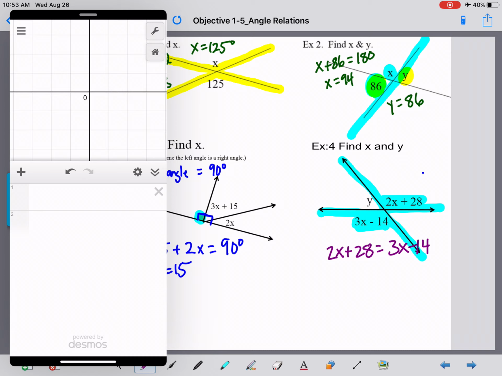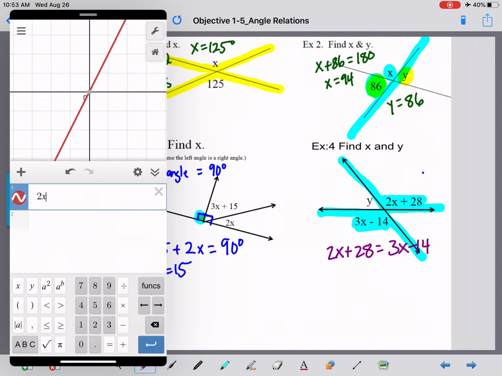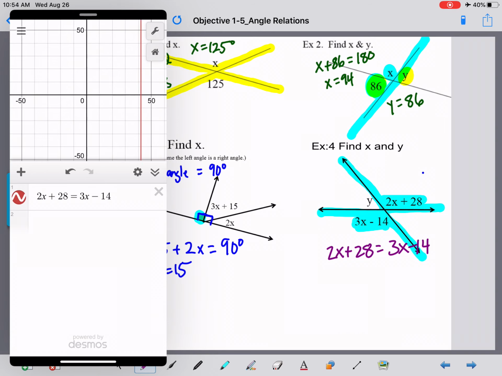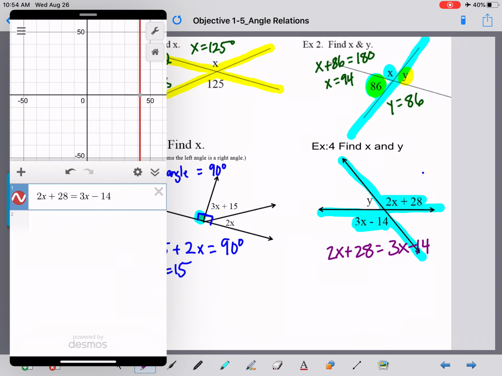Desi comes along to save the day. 2x plus 28 equals 3x minus 14. All right, change my zoom. Click on it. X equals 42. So now what do I got to do? How am I going to find y?